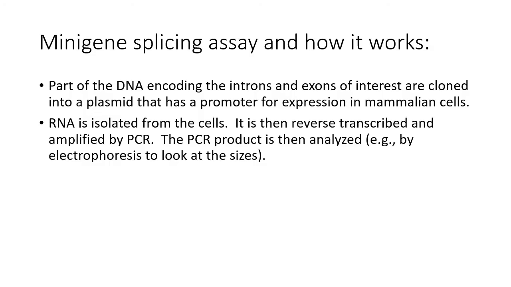All right, so we put part of the DNA encoded in the introns and exons in a plasmid that has a promoter for expression in mammalian cells. That's important. Then we're going to isolate RNA from the cells, reverse transcribe it, amplify it, and then analyze it. In this case, we're going to be looking at the sizes of the PCR products in order to tell us what actual exons are included and which ones are excluded.